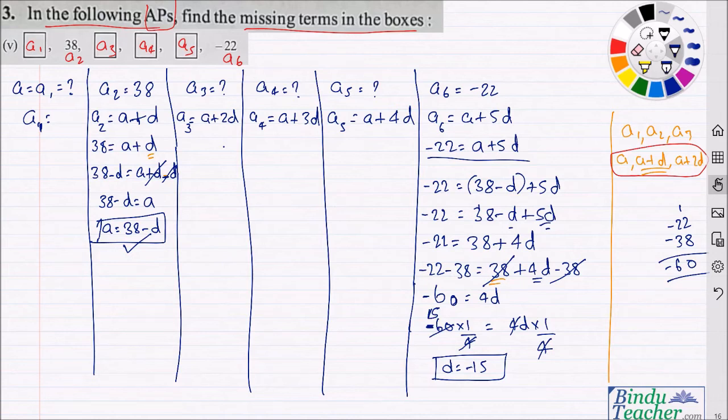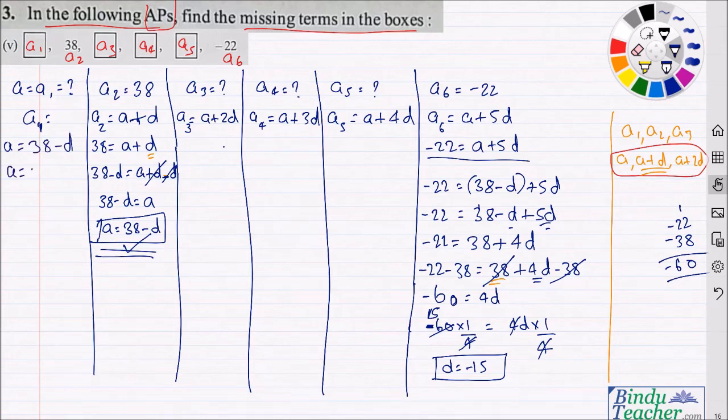So let's start substituting the value of d in the rest of the equations. Let's start with the first one. Now if you notice, we have a equals 38 minus d, and what is a? A is the same as a1. So we can actually write this formula here. We can say a equals 38 minus d.